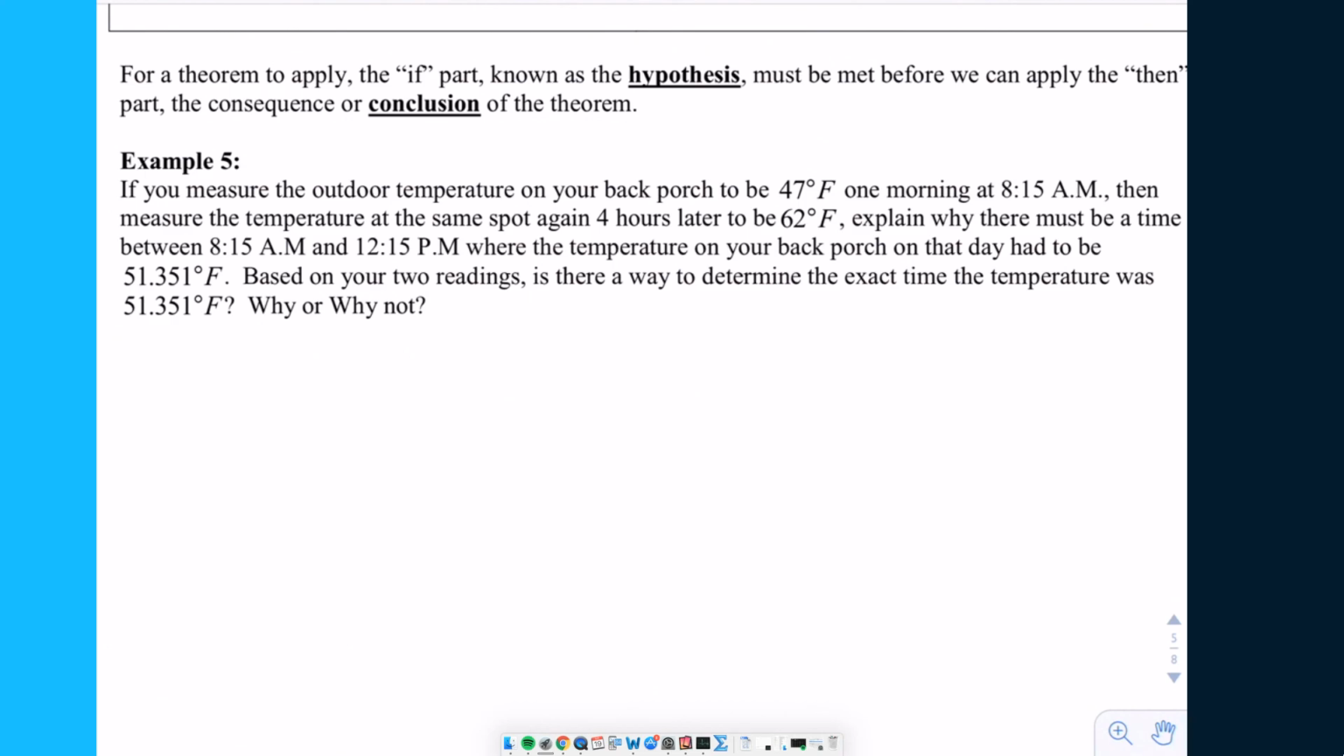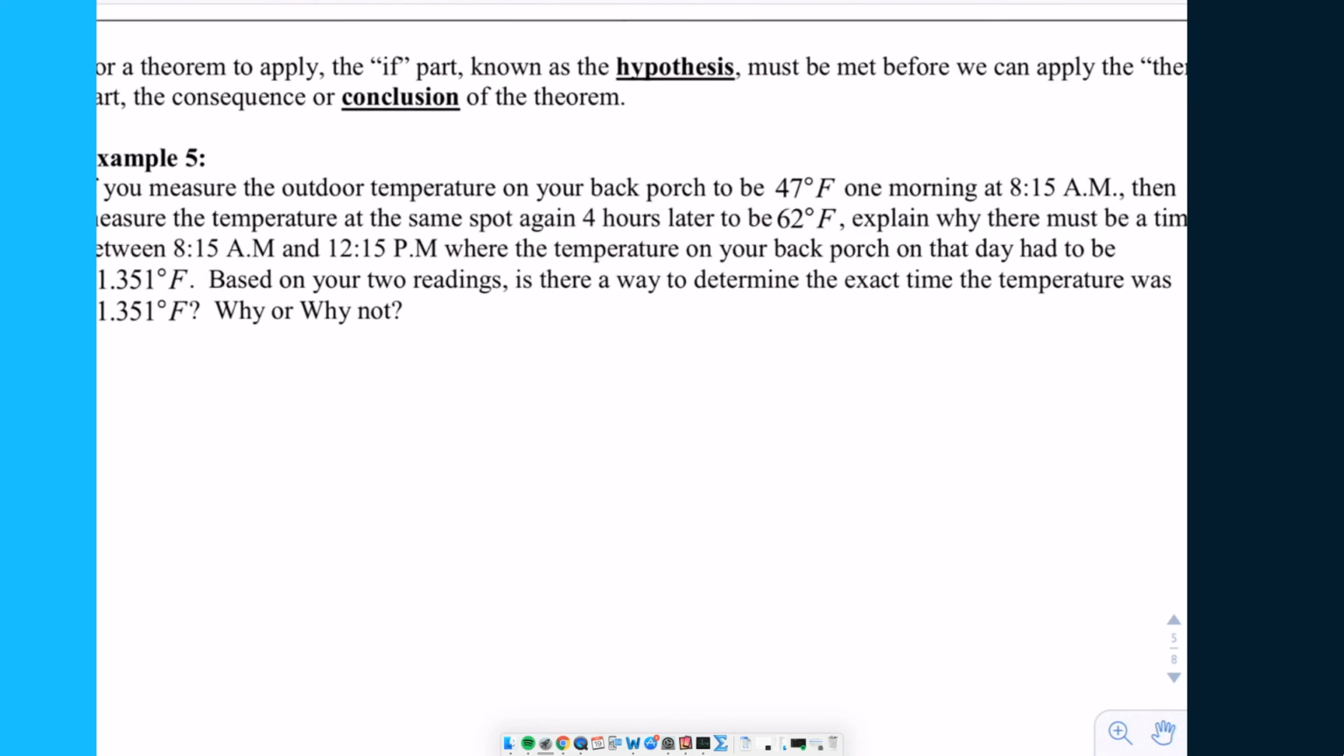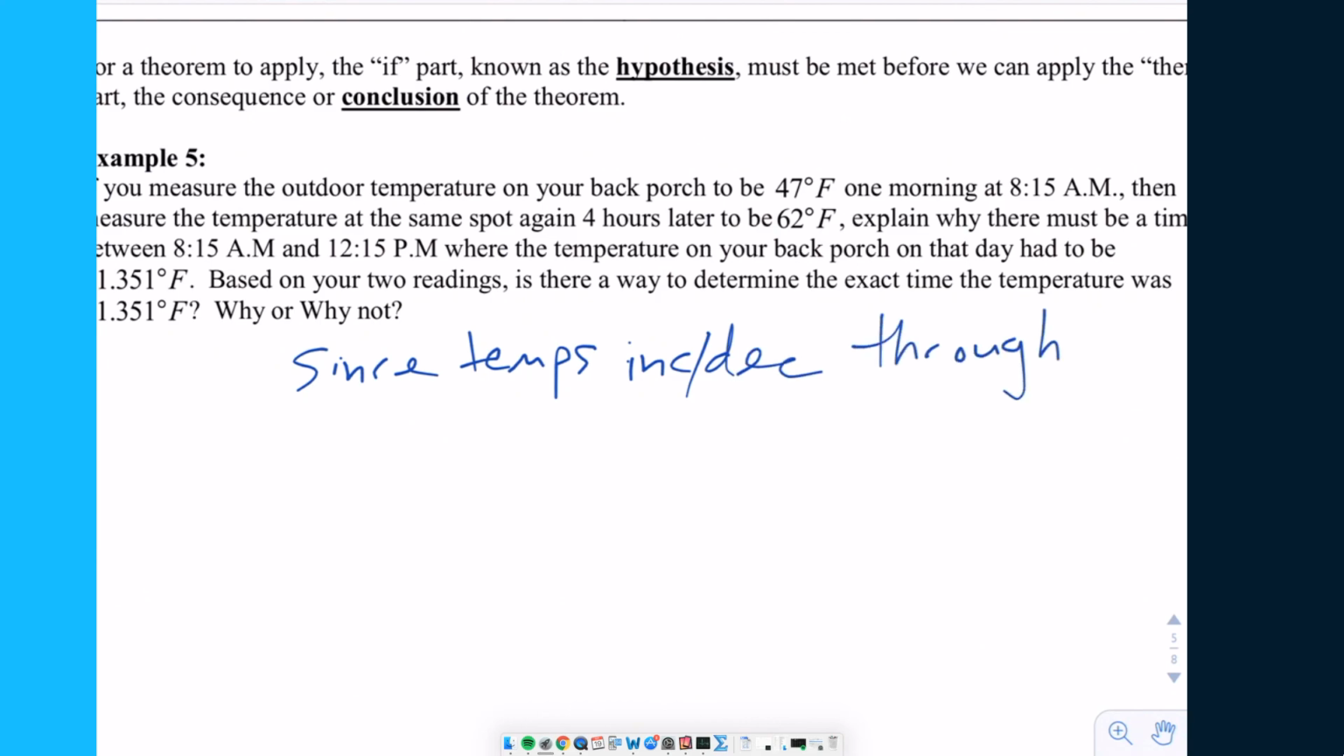Very good. Yeah, temperatures can rise very, very quickly. You can have temperature spikes, yes? But even with a temperature spike, it increases rapidly or decreases rapidly, but still through a continuum. Okay, so that's why continuous functions are so important. So it would be something like this. Since temperatures increase or decrease through a continuum.